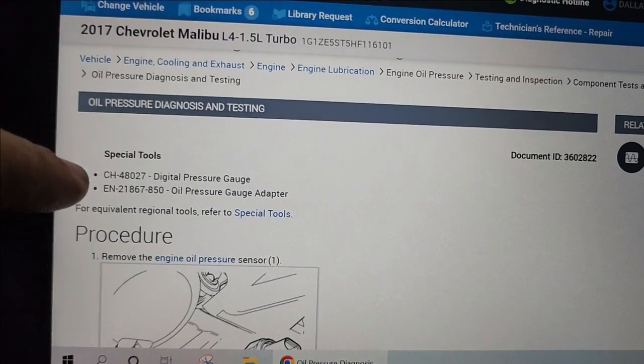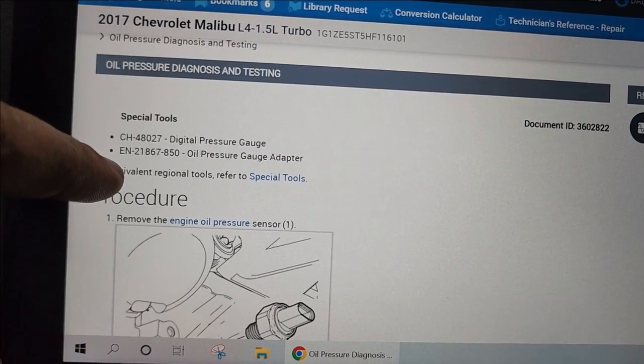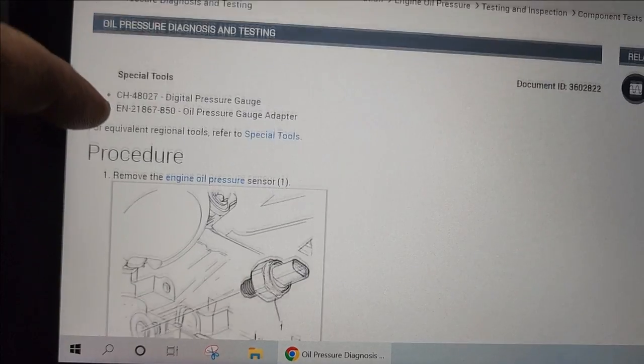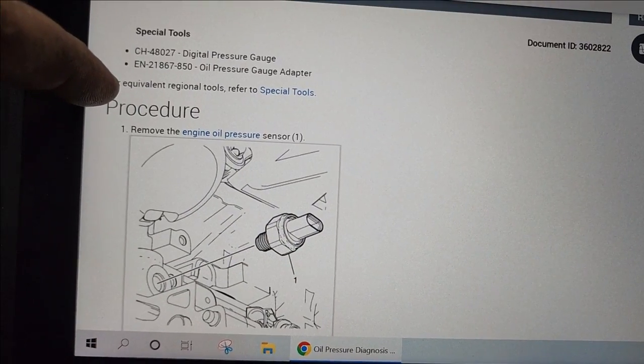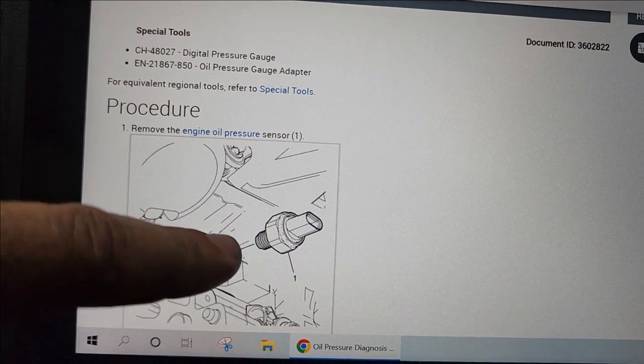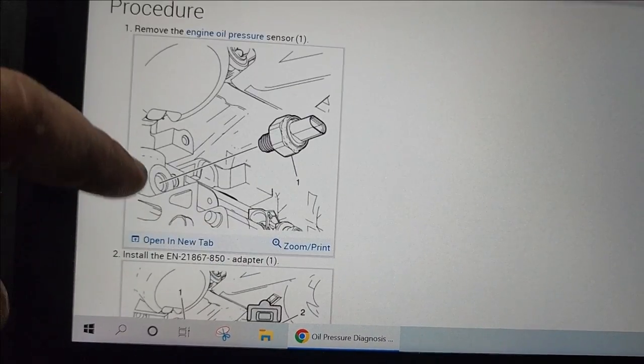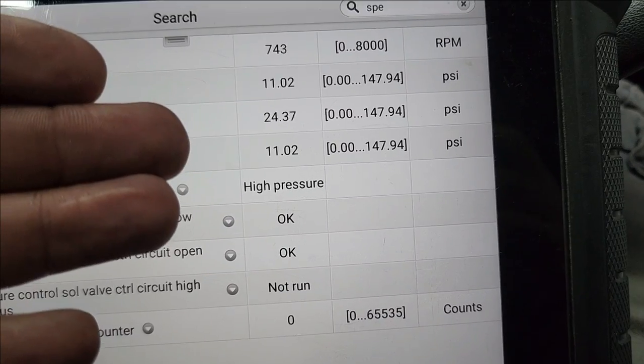It's going down to 10, 11. I'm not sure if this is good or not, and when it went to 10, I felt the shaking. And so let's find the specified value. There is a test for the oil pressure, but I'm not sure why they're using a gauge and why they're not using these outputs, why we're not using this number.